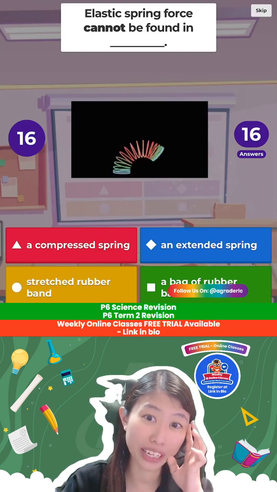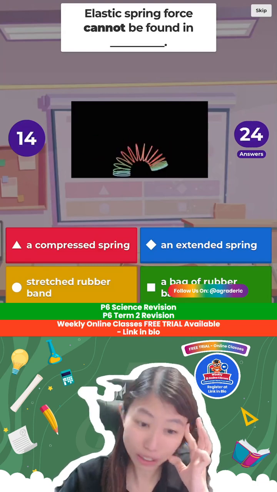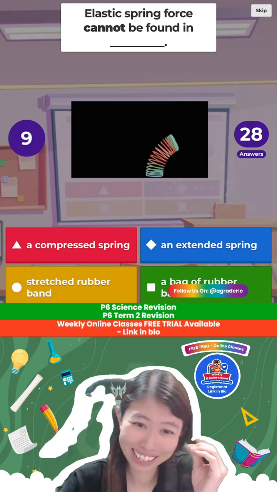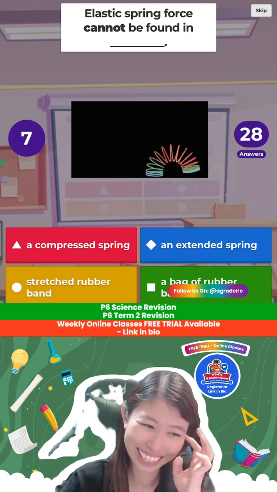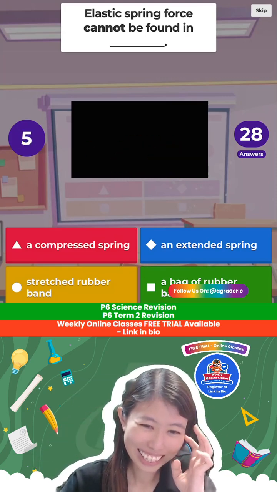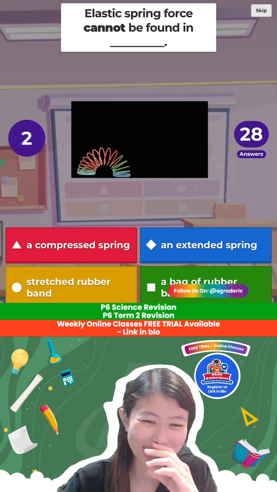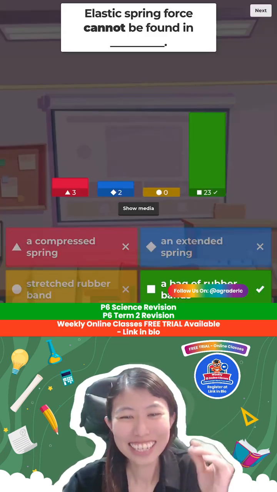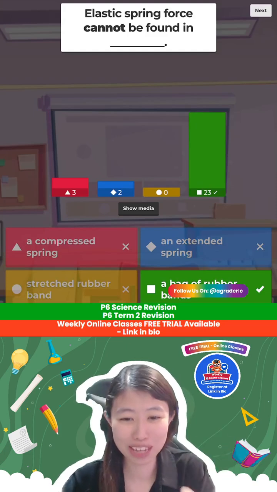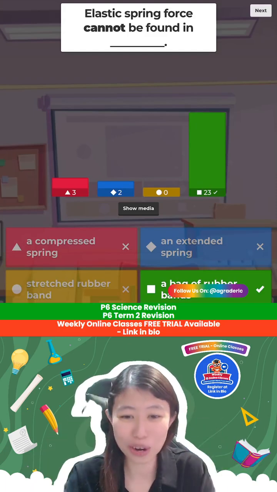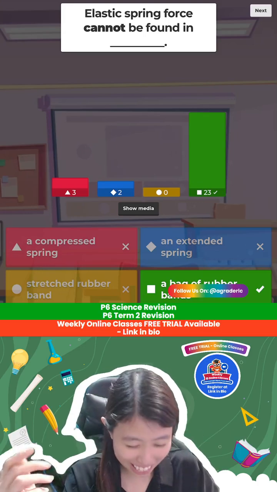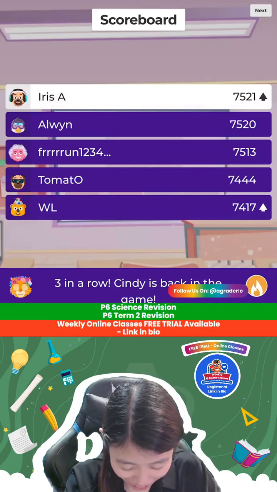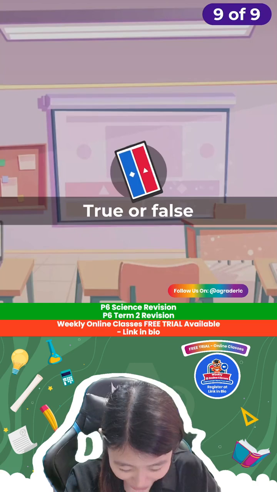Cannot read the question properly. Cannot be found. Why you say no? Yes, cannot be found in the back of rubber bands. Remember, it must be stretched or compressed. Okay. Iris, Elvin, and Farron. Last question. True or false?